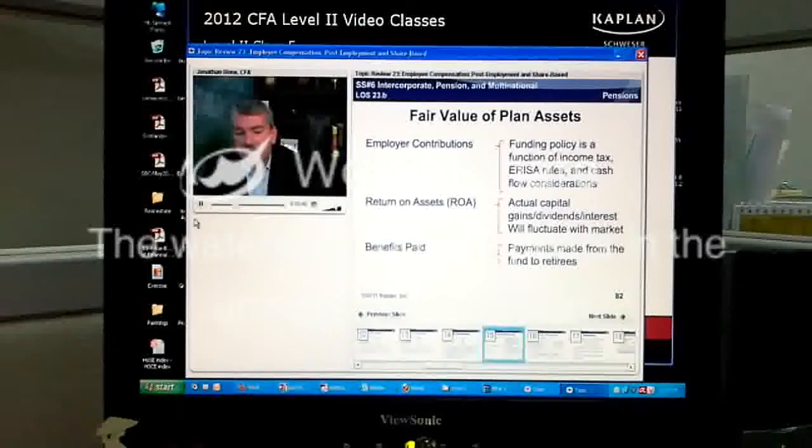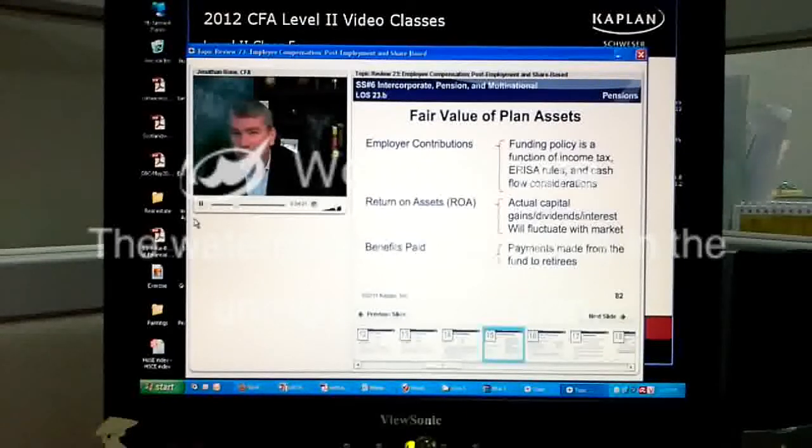The employer contributions, of course, are the contributions that the firm makes into the pension fund each period, and it's going to be a function of taxes, pension rules and cash flow considerations, and also of the funded status of the pension. If you've got a severely underfunded pension, because the liabilities are much bigger than the assets, chances are the employer is going to have to increase their contributions. If you've got an overfunded pension because the assets are bigger than the liabilities, then they may take a break from contributing to the plan.